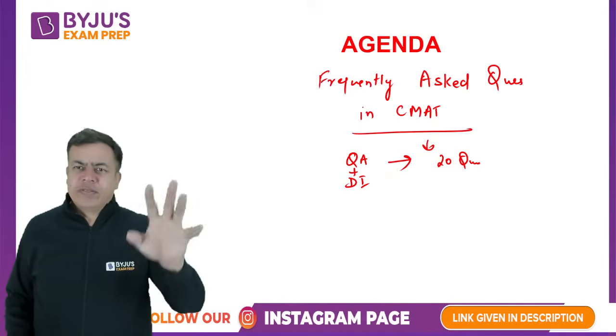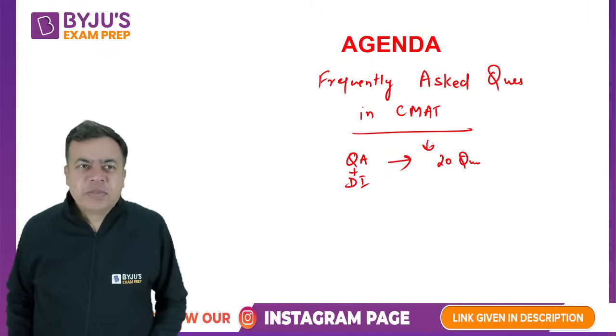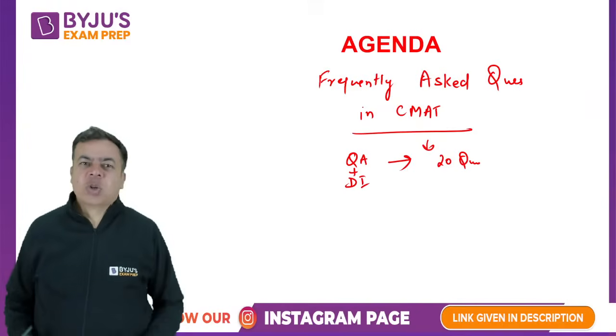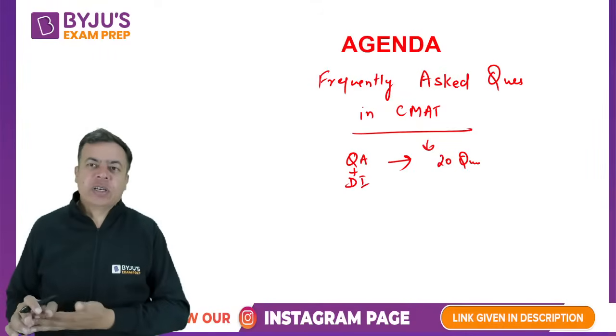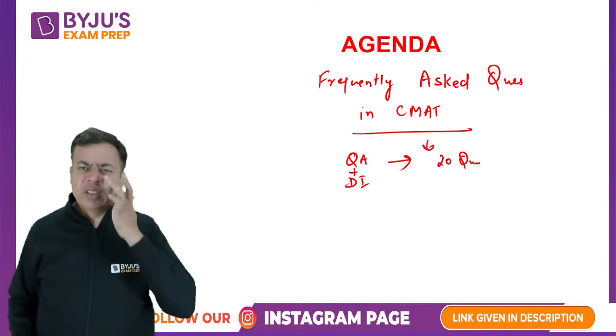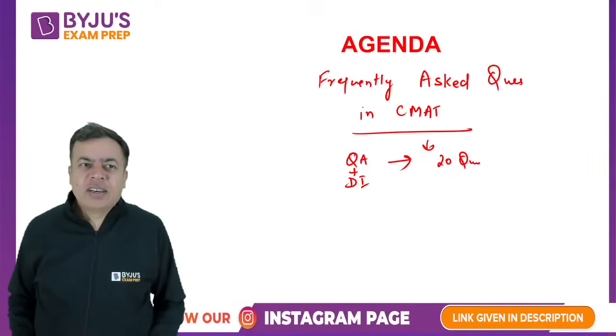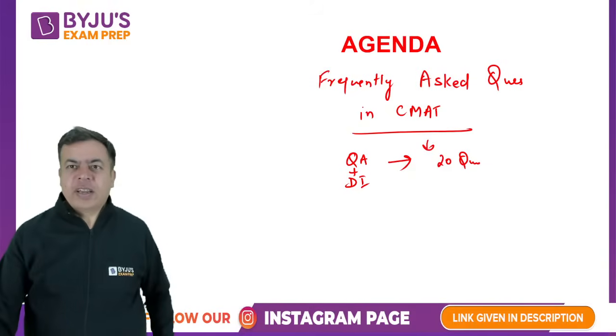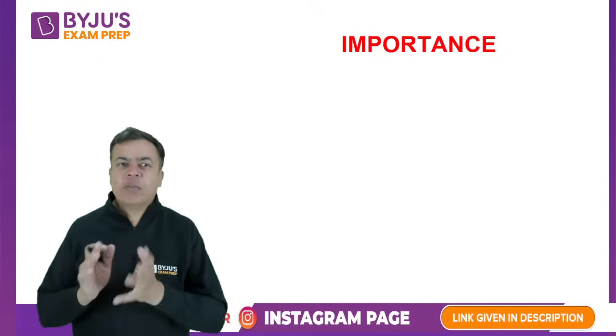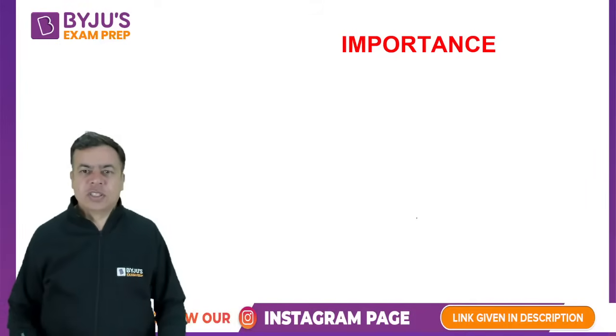Now, because they have added that entrepreneurship section, in Quant you will have 20 questions. So 20 questions, Quant plus DI. There will be a set, generally a set of DI. Let's talk about the importance of why we do these questions.